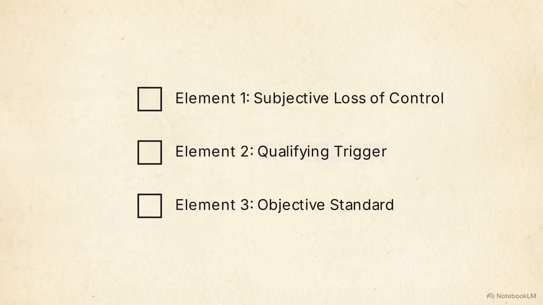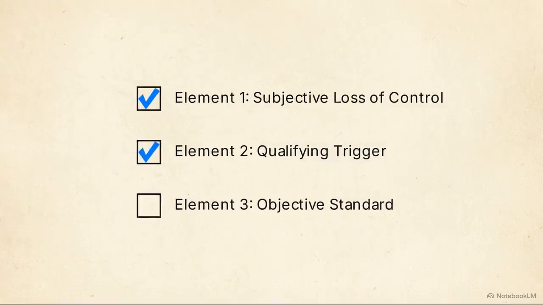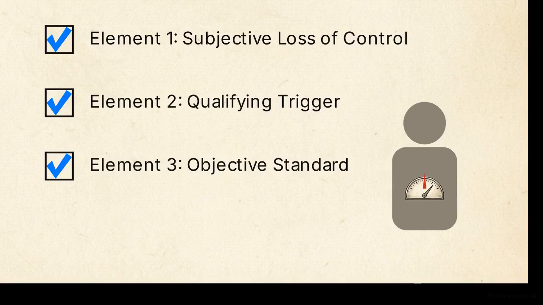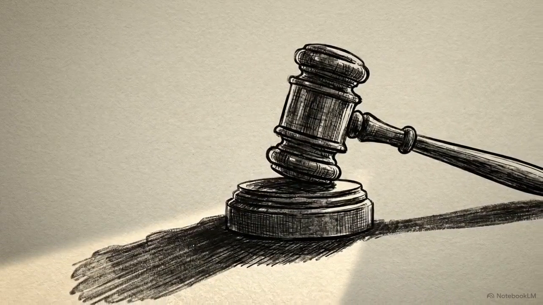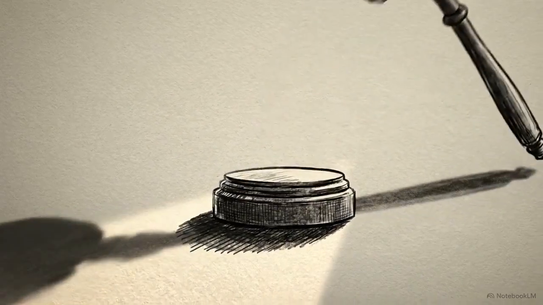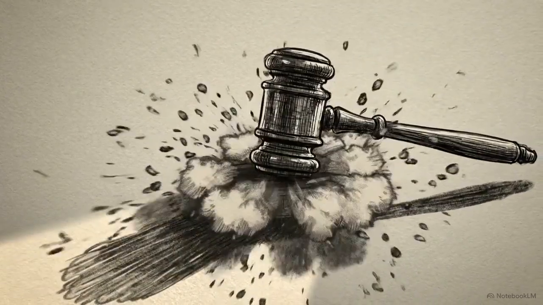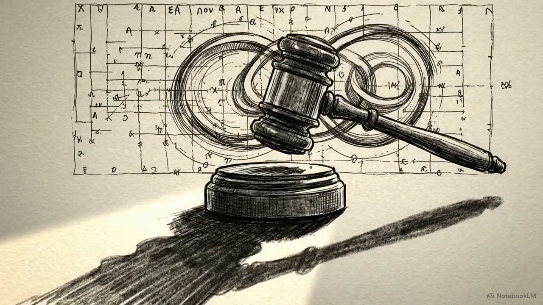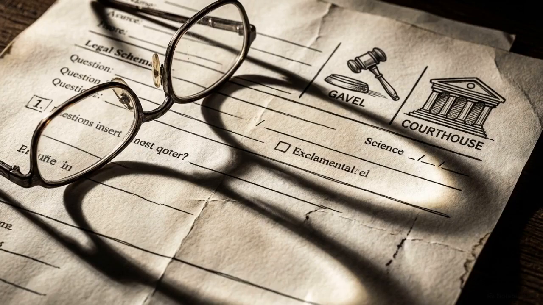Finally, Element 3 introduces an objective standard test. The jury must ask if a person of the defendant's sex and age, with a normal degree of tolerance, might have reacted in the same or similar way. Even if the defendant subjectively felt wronged, the judge will dismiss the defense if a jury wouldn't find that sense of wrong objectively justifiable.